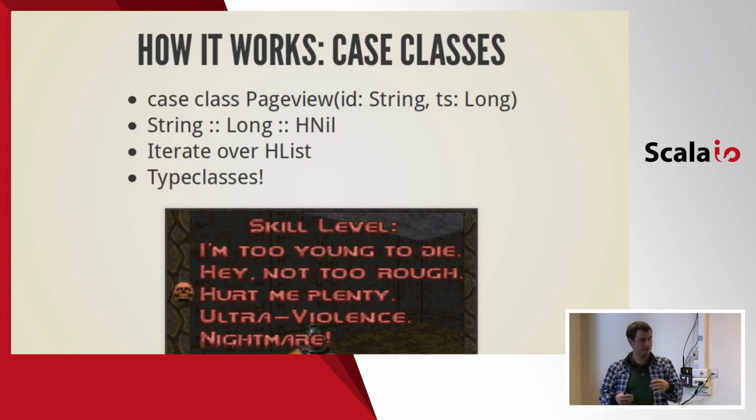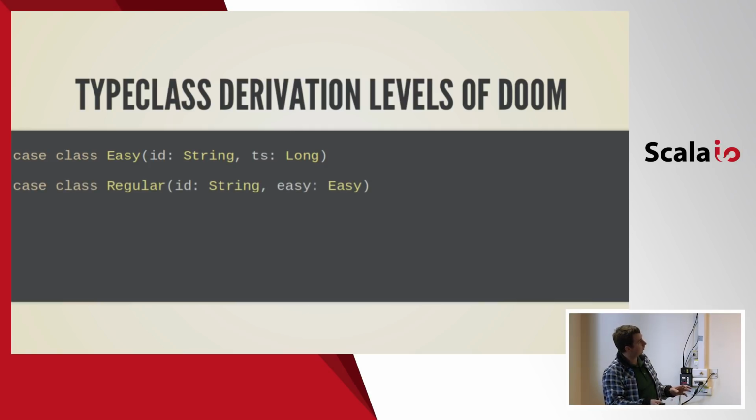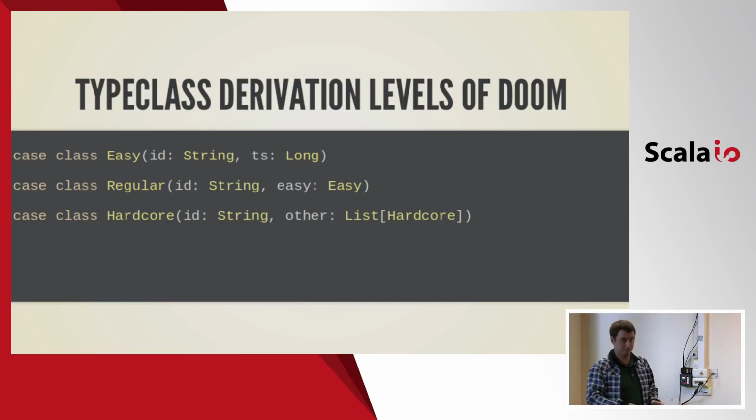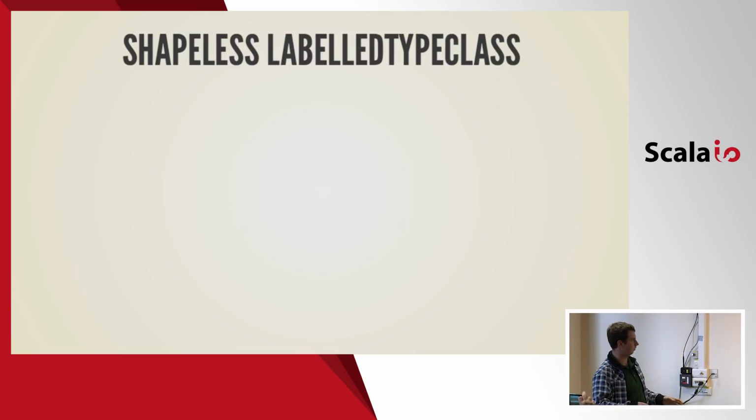But there are actually different levels of complexity. For simple cases like page view, it seems trivial. But there are other cases which are more complex. We have an easy one, and the regular one, where you are trying to derive a type class for regular, but you don't have a type class for easy yet. You can derive it manually, but it would be cool to derive everything at once. The more complex one is recursive types referencing each other, and the nightmare level is the ADT with sealed traits, so you should have a way to serialize it somehow.